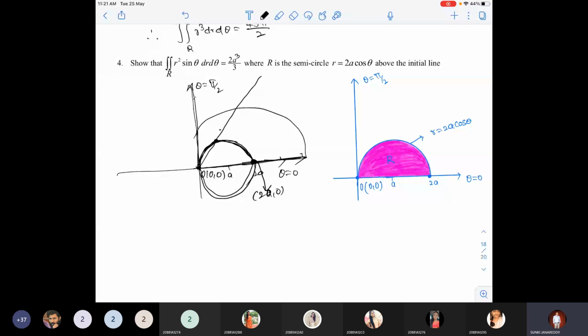So what are the theta values? That is what you should observe. Here theta is equal to 0 to pi by 2. Theta is equal to what? 0 to pi by 2.